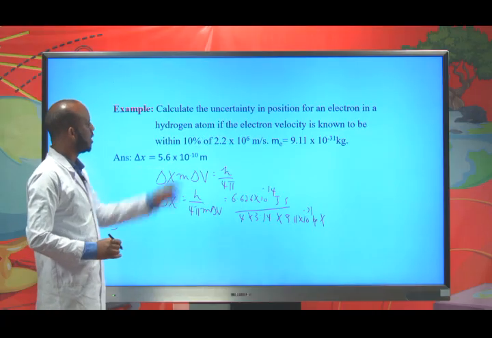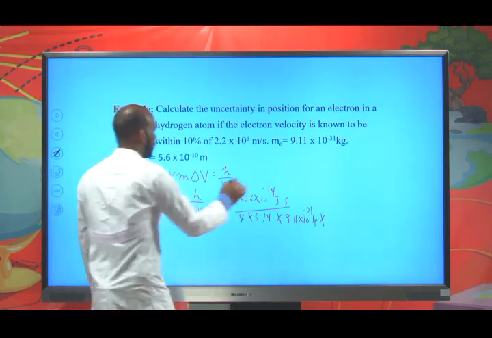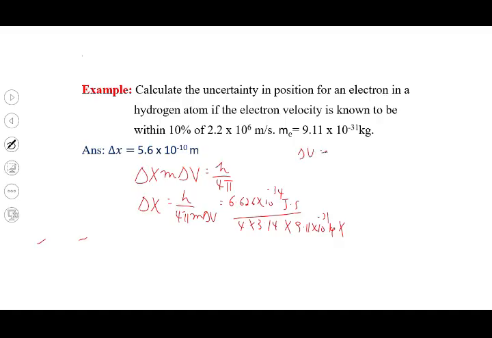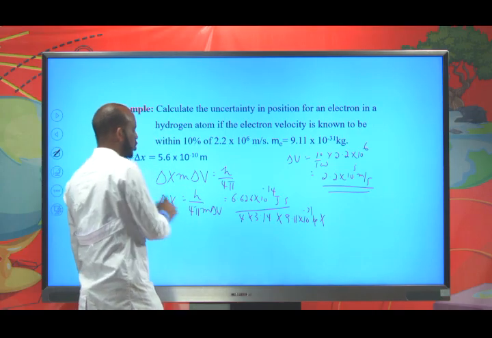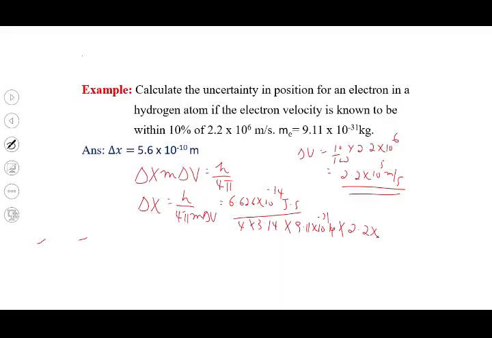The velocity of the electron is what? 10% of this is the change in velocity. 10 over 100 of 2.2 times 10 to the power of 6 is 2.2 times 10 to the power of 5 meter per second. Now the change in velocity is 2.2 times 10 to the power of 5 meter per second. Now the uncertainty in position delta x equals 5.6 times 10 to the power of minus 10 meter. This is the uncertainty in position, delta x.